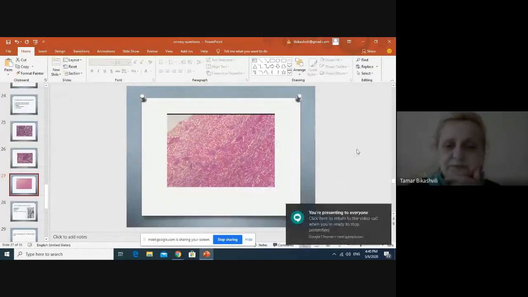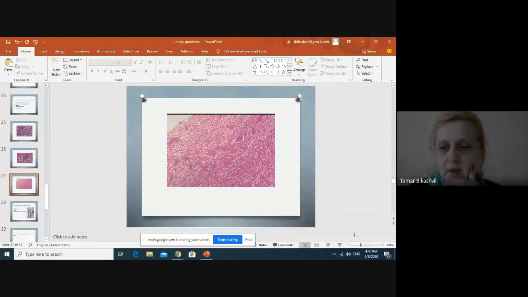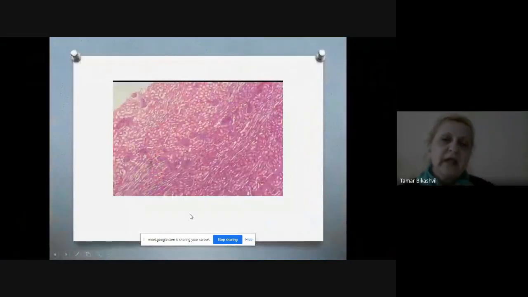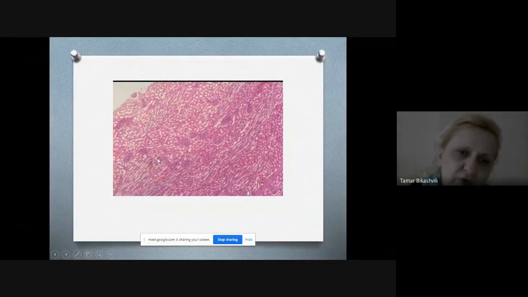Okay, I'll show more. This is cortex. Why is this cortex? You can see numerous glomeruli, and also projections from the medulla into the cortex, which are medullary rays, tubular systems. And these are glomeruli. So this is the cortex region.